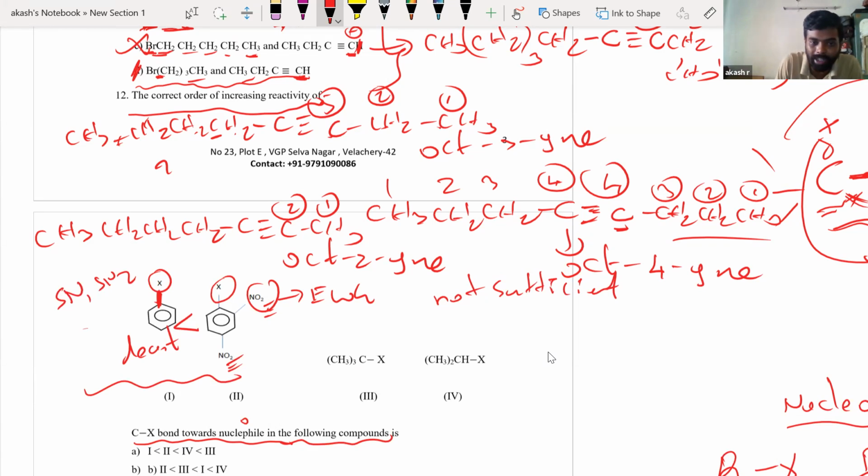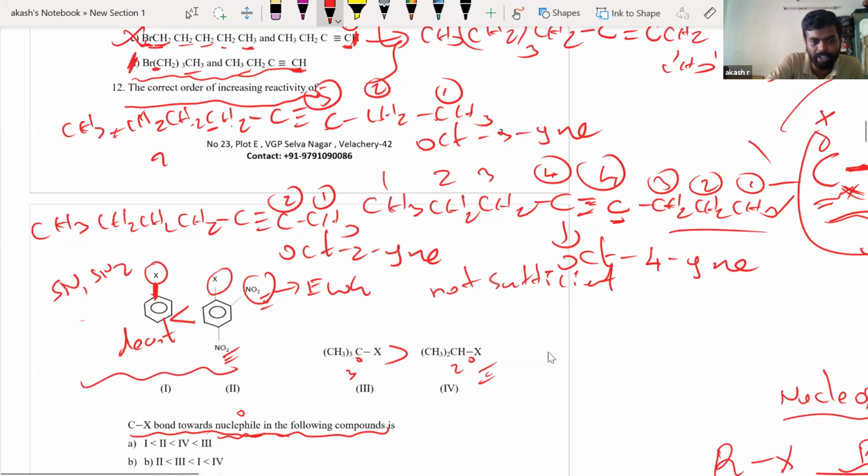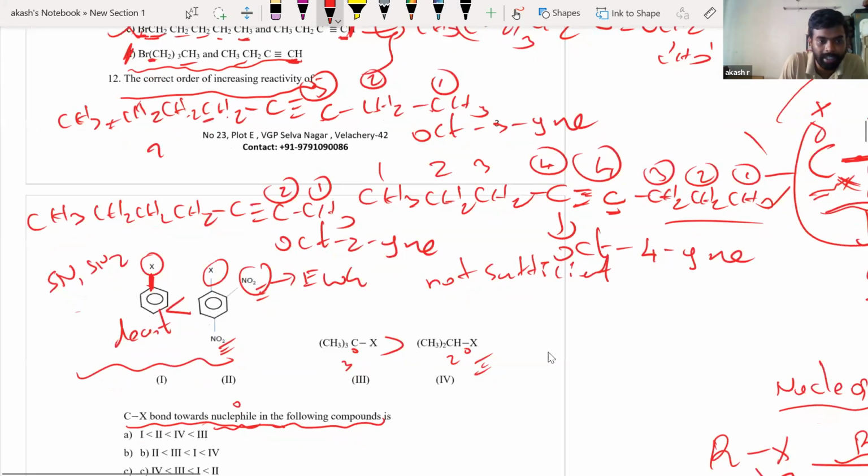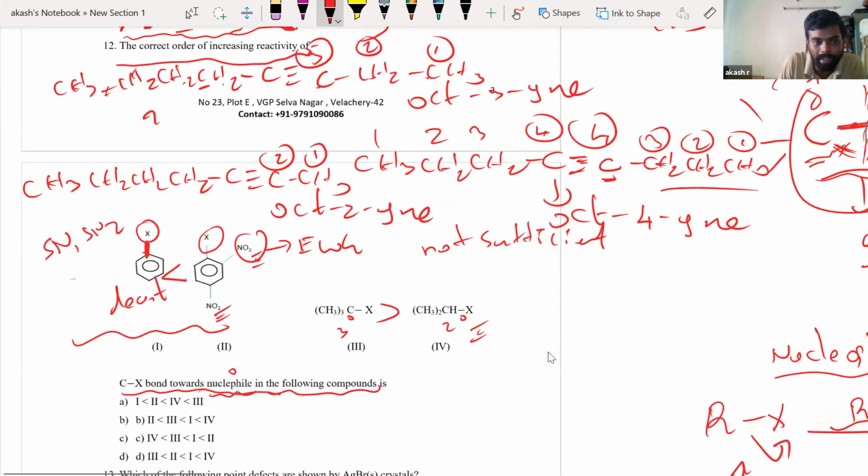Okay, but if you look at these two, this is a tertiary halide, this is a secondary halide. Now, obviously, if it is SN1, this will be more reactive. And if it is SN2, obviously, this will be more reactive. So that should be mentioned in this question. They just told nucleophile, they didn't mention what this is. But if you check the options, the least is 1. The least is 1. So I can blindly tell that A is the answer.